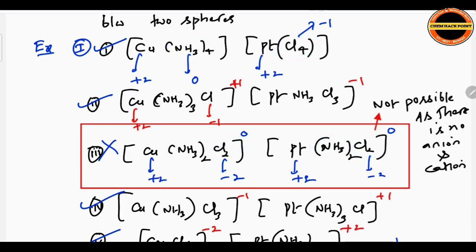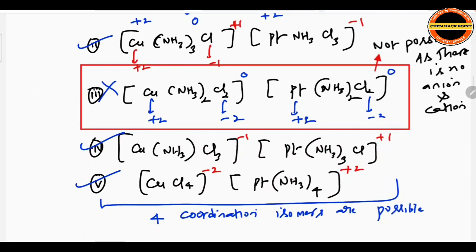But this particular structure is not possible because of the overall charge. You see, here copper is +2, the NH3 is 0, and Cl2 is -2. +2 -2, overall charge is 0. Platinum is +2, chlorine is -2, overall charge is 0. Both coordination spheres have 0 charge. Such combinations are not possible. There should be a cation and an anion separately. That's why we will not count this as a coordination isomer.